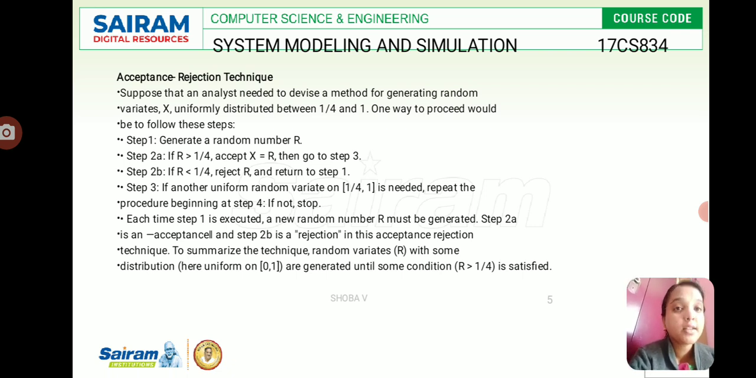Once again, suppose an analyst needed to devise a method for generating random variates uniformly distributed between 1/4 and 1. There is a procedure to follow. Step 1, generate a random number. Step 2a is the acceptance, and step 2b is the rejection. And finally, we use another uniform random variate between 1/4 and 1 if it is needed. Otherwise, repeat the procedure beginning from step 4 itself.